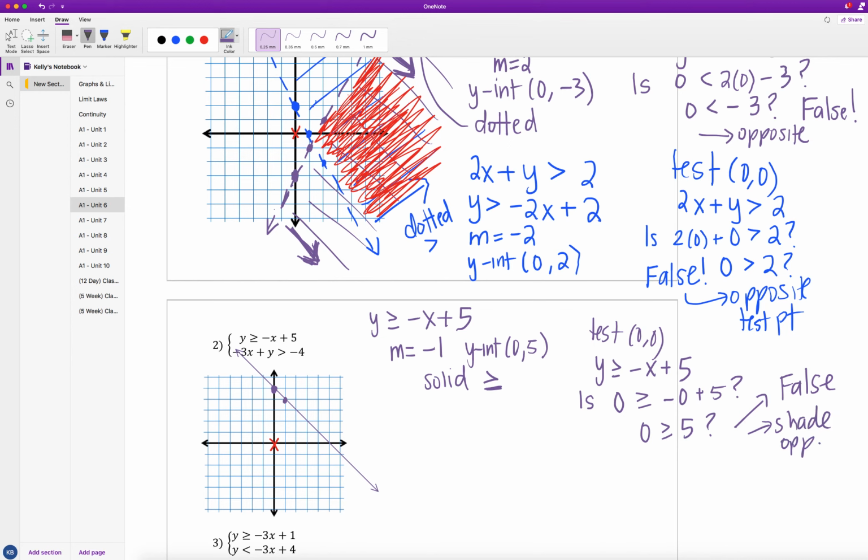So far in our example, all of these that we tested came out to be false statements, which is why we're shading away from 0, 0. So I will be shading up through these. I'm not going to color it in just because I want to make sure my final answer is clear.